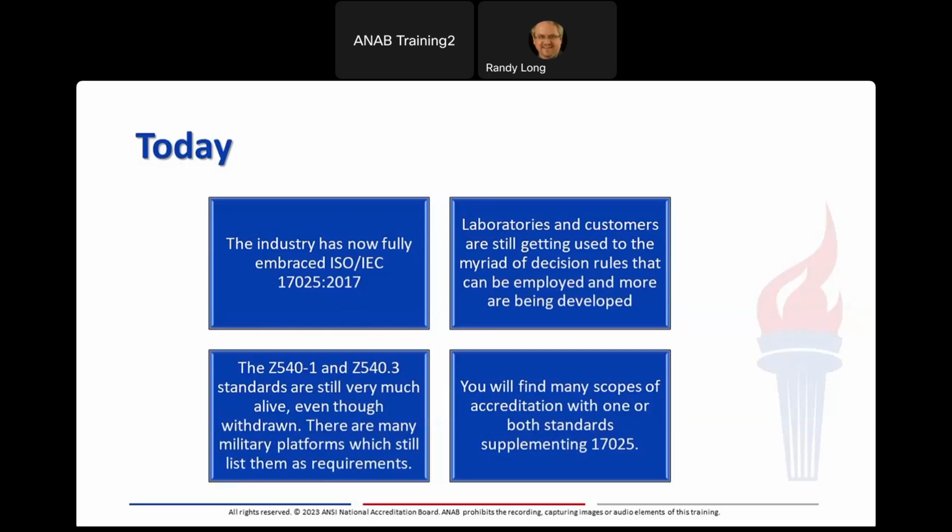Laboratories and customers are still getting used to the myriad of decision rules that can be employed, and more being developed every day. Z540-1 and Z540.3 standards are still very much alive. Even though withdrawn, there are many military platforms which list them as requirements. You'll find many scopes of accreditation with multiple accreditation bodies with one or both standards supplementing their 17025 accreditation.